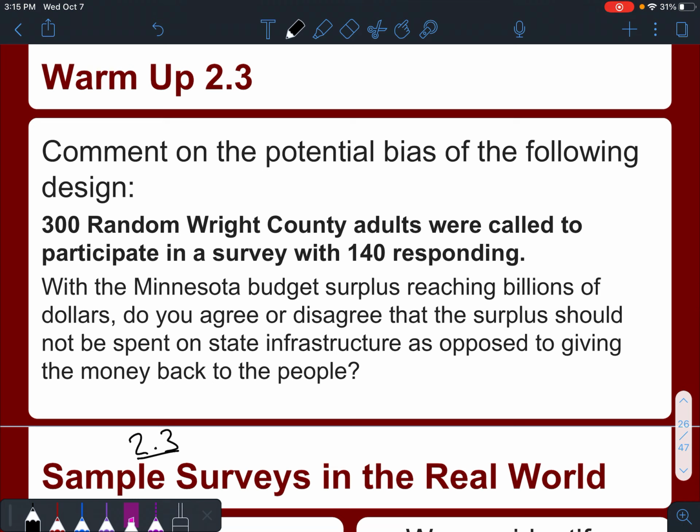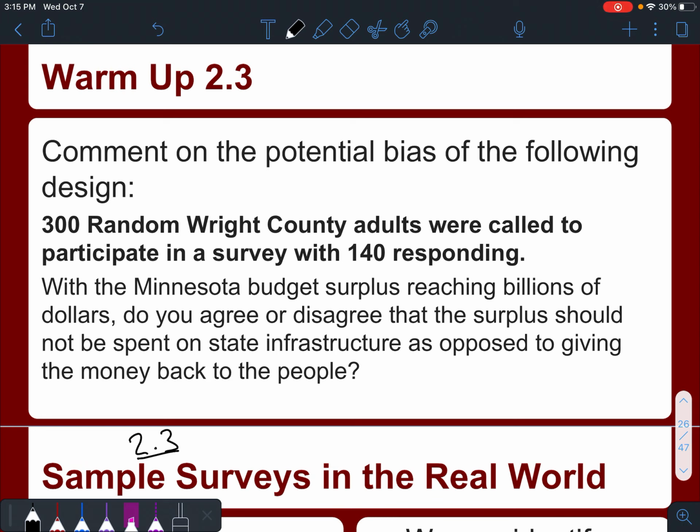Comment on the potential bias of the following design. 300 random Wright County adults were called to participate in a survey with 140 responding. With the Minnesota budget surplus reaching billions of dollars, do you agree or disagree that the surplus should not be spent on state infrastructure as opposed to giving the money back to the people? You're looking at that question, you're probably thinking, huh? Okay, it is very wordy. Now imagine hearing that over the phone.